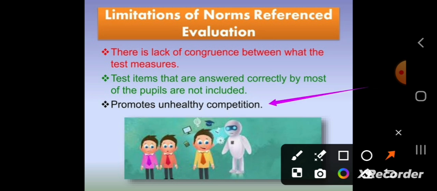Promotion of unhealthy competition. By ranking students against each other, NRE, norm reference evaluation, encourages a competitive environment rather than collaboration, which can harm self-esteem and motivation, particularly for students who consistently score lower.